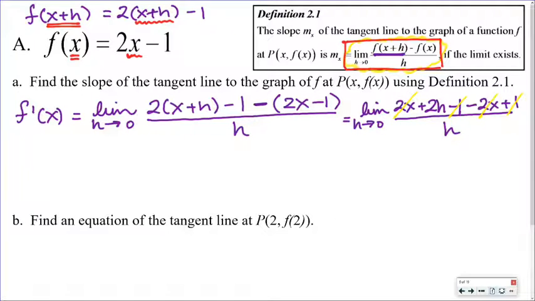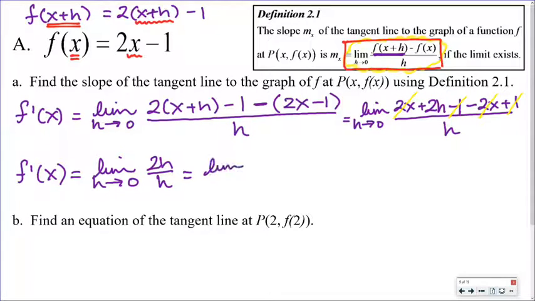So now I have the limit as h approaches 0 of 2h over h. And now, if I do direct substitution, I'm going to get 0 over 0. So I'm going to cancel out those h's, and I get the limit as h approaches 0 of 2. And you should know that the limit of a constant is that constant. All right, so the slope of the tangent line at this point is 2.